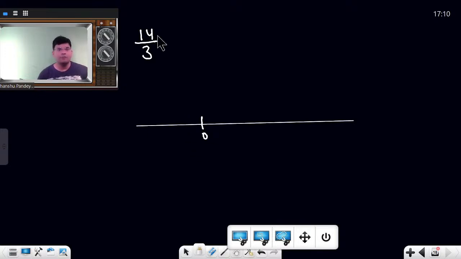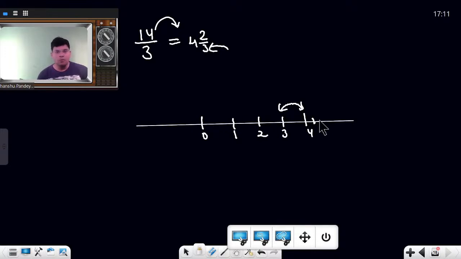The first step is that you have to convert this into a mixed fraction. So this is going to be 4 2 by 3. 3 fours are 12 plus 2 is 14. So you will mark 0, then 1, then 2, then 3, then 4. After 4, you have to show 3 equal parts, and the equal parts should be of the same distance as between 3 and 4, 1 and 2, and 0 and 1. So we will write 1, 2 and 3. The third part is 5, and this part is equal to 2 by 3. Or you can show it as 4 2 by 3, or you can write it as 14 by 3.